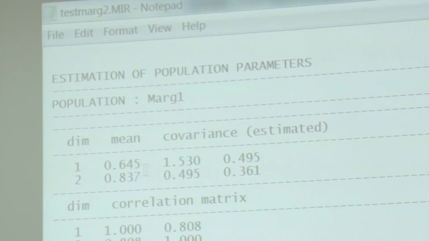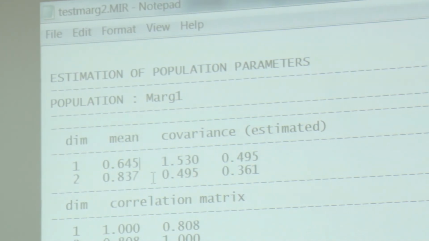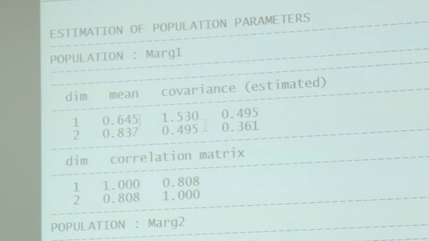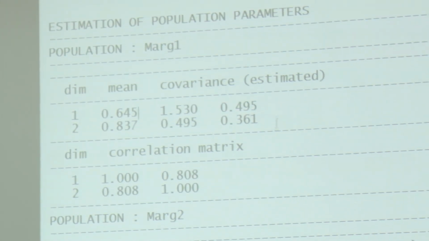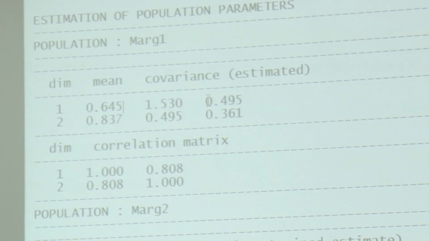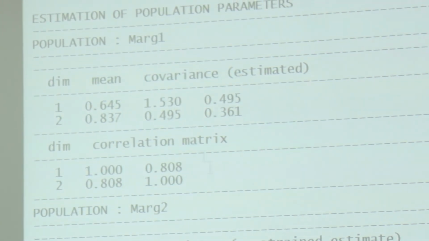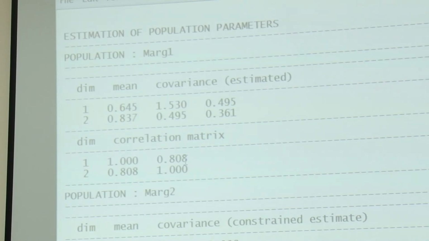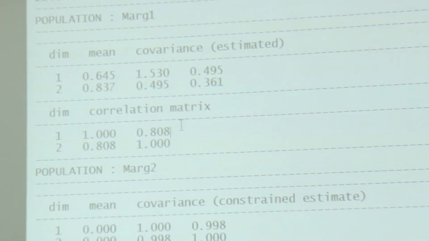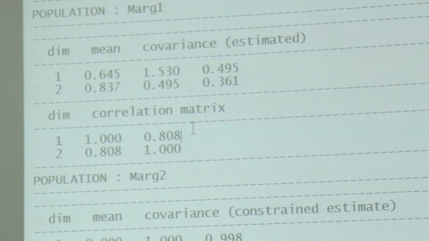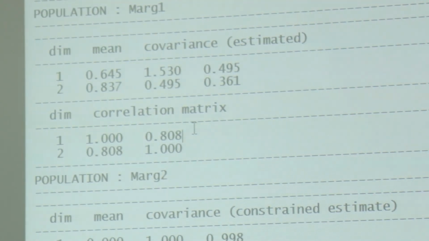So the girls are 0.6 and 0.8 on the two dimensions. And then here you have the estimated covariance matrix for the girls. And here it's translated into a correlation matrix. So the correlation between the two latent dimensions for the girls is 0.88.